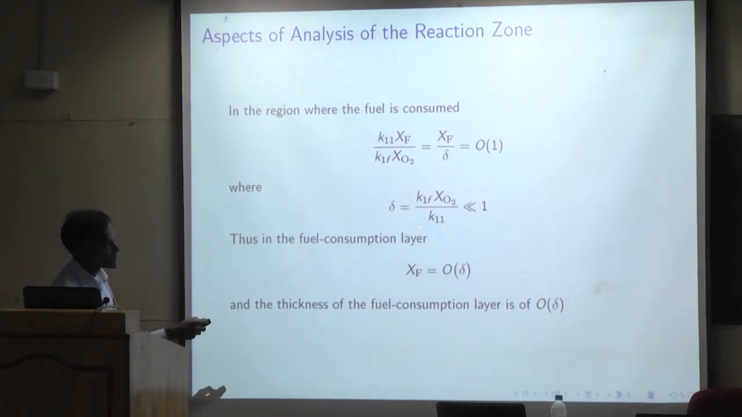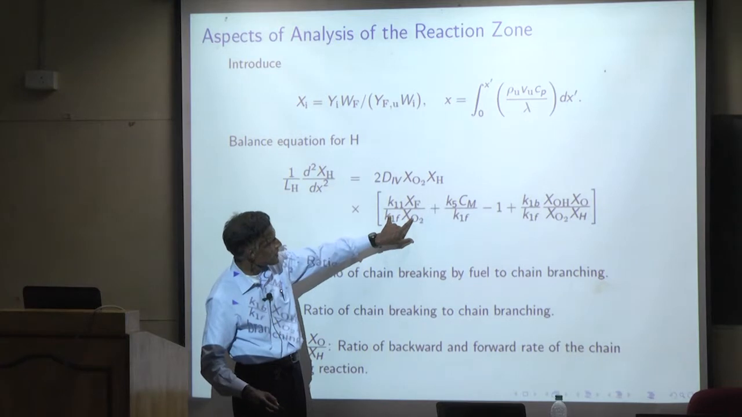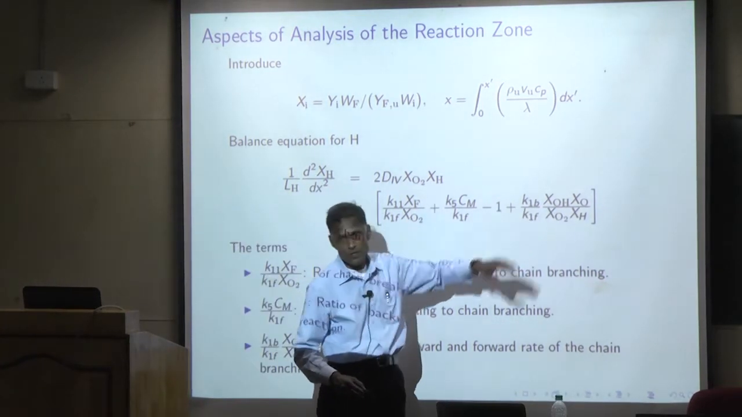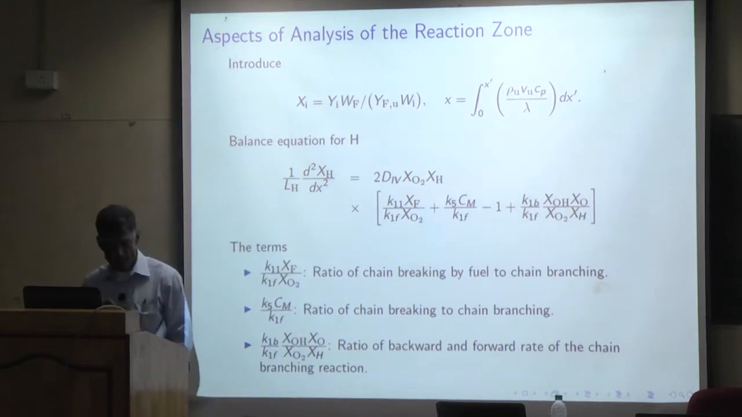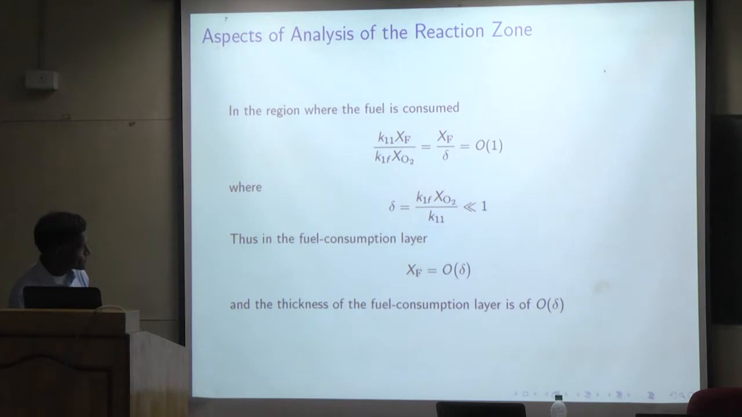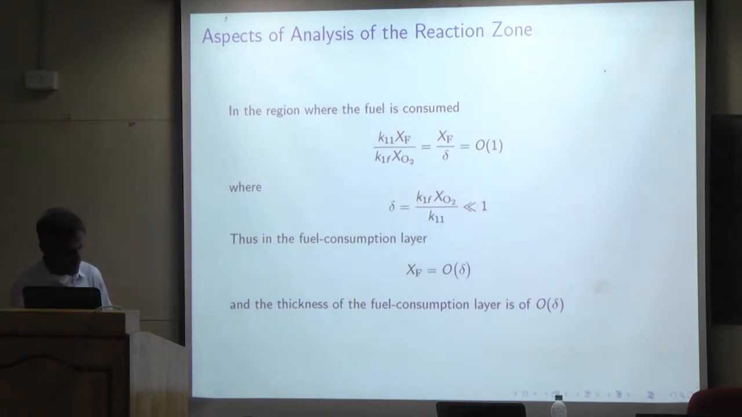It's given by this expression. If you assume that x_f is of this order, then that forces this reaction term to be in this equation, and by forcing x_h to be of order r, this term is forced into the equation. So that's what that is. You can see that. Therefore, I now know the thickness of the fuel consumption layer. The thickness of this layer is given by these elementary steps.